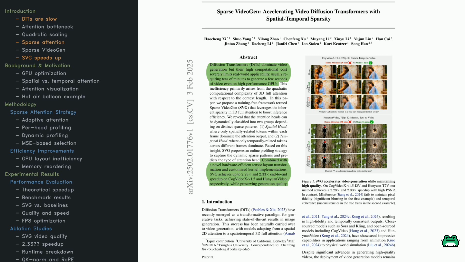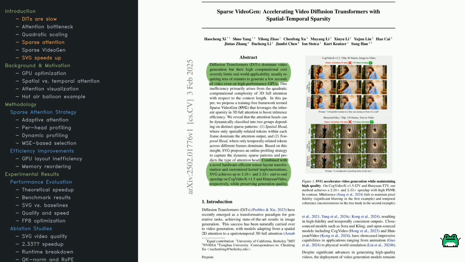By rearranging memory layouts and using custom GPU kernels, SVG achieves over 2 times faster inference while keeping video quality intact. To prove it works, they tested SVG on 2 big video models, Cog Video X and Haocheng Video. The results are striking. For image-to-video generation, dense attention took 9 minutes, while SVG cut it down to 4 minutes. For text-to-video, dense attention needed 38 minutes, but SVG did it in just 16 minutes, without losing quality.